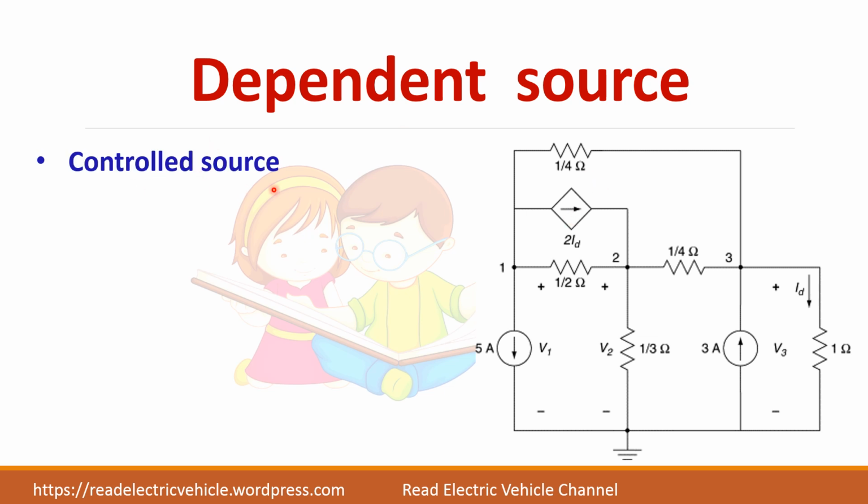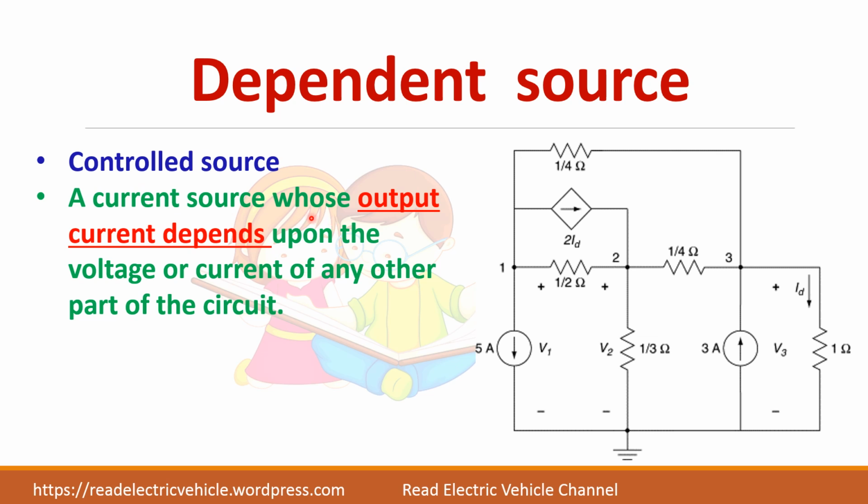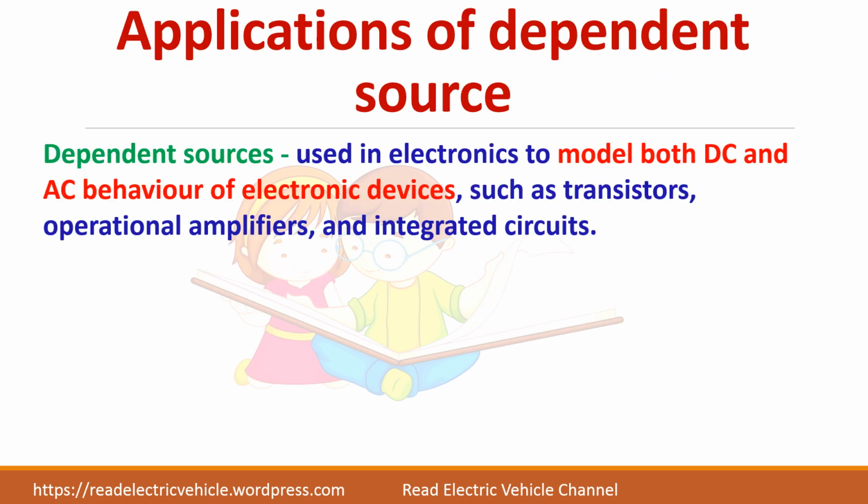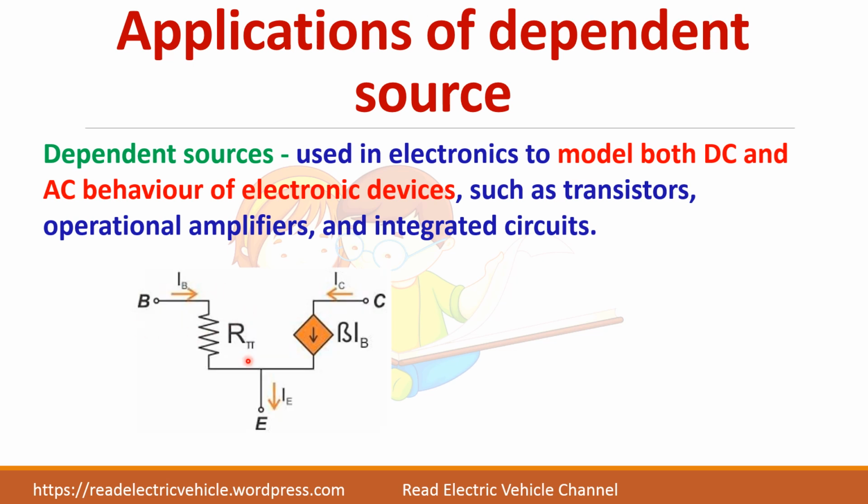It is also called a controlled source because some other parameter is controlling the magnitude of this source. So a current source whose output current depends upon either the voltage or current of any other part of the circuit, we call it a dependent source. Let us see where these dependent sources are used. It is mainly used for study purposes, to study the behavior of electronic devices.